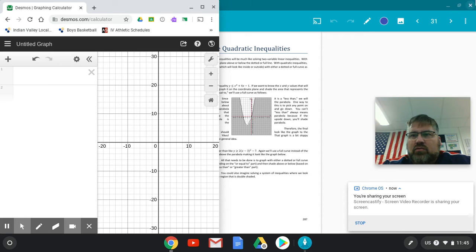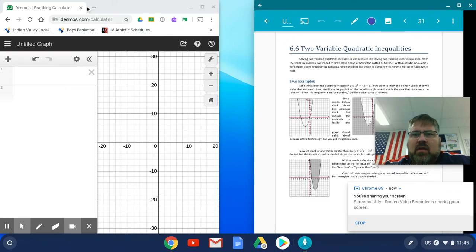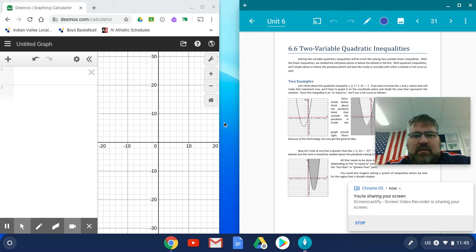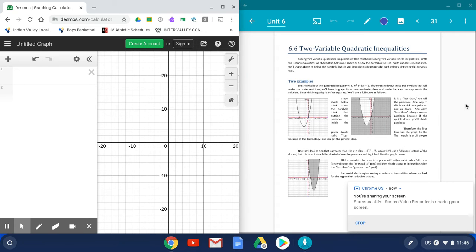Good afternoon, students. We are going to talk about section 6.6 today, two variable inequalities. And it is still chapter 6, so most assuredly, we are still going to be using Desmos. Let's go to work. Section 6.6, two variable quadratic inequalities.